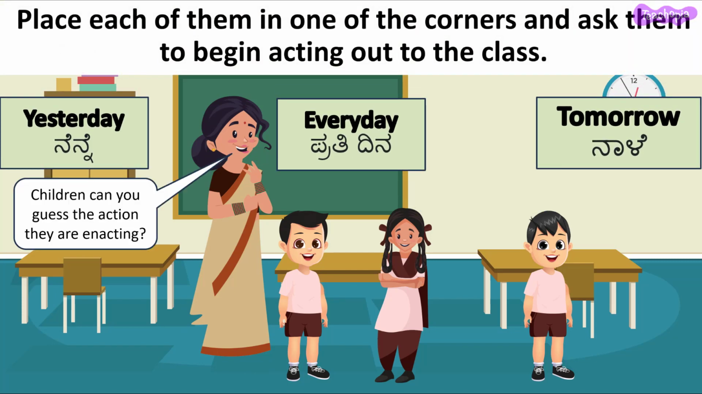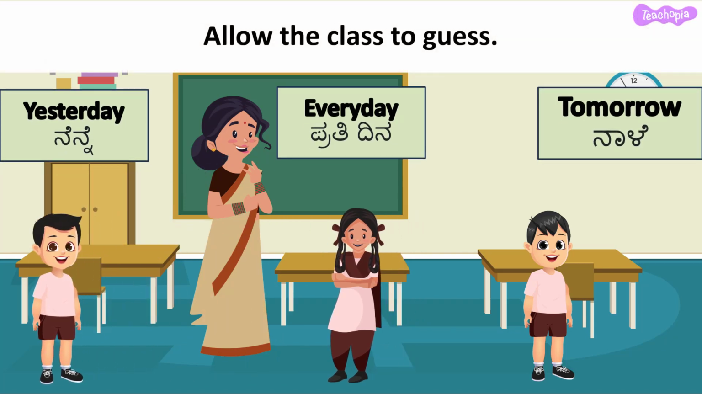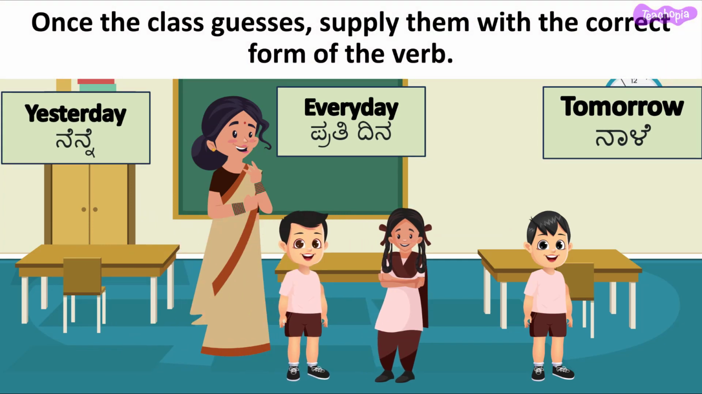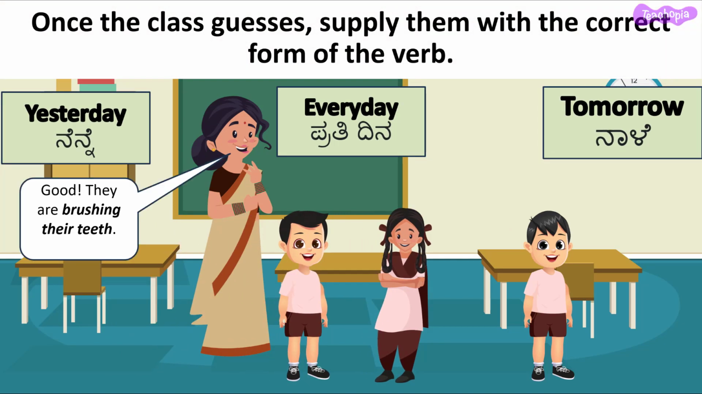Children, can you guess the action they are enacting? Allow the class to guess in their own words. Hello, Jadu. Brushing. Once the class guesses in their own words, supply them with the correct form of the verb. This is how you help them form connections. Good. They are brushing their teeth.